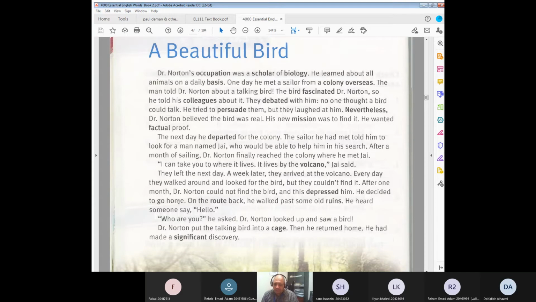Okay, so the visuals may have helped, but I don't think that the title has helped us in any way, especially with this beautiful part of the title, right? When I first read it, a beautiful bird, I thought that it's going to be about a bird that perhaps sings, that produces, you know, very beautiful sounds, and that would be it. So there is nothing beautiful about it.